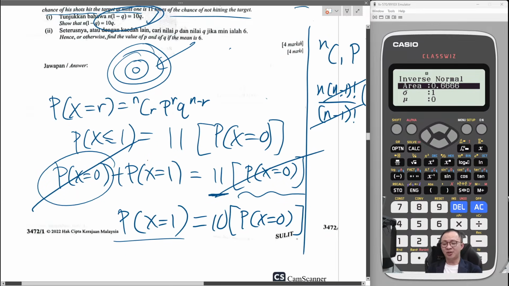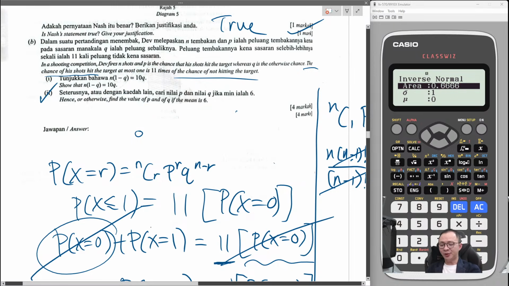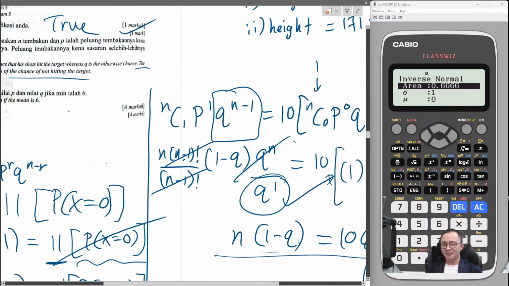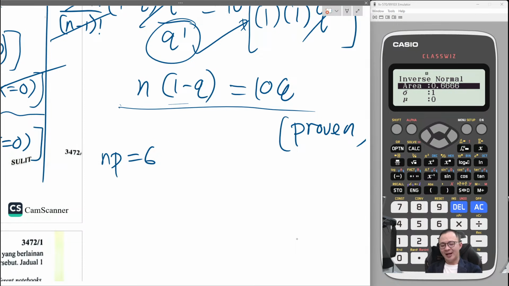Okay, so you just need to solve a little bit until you get it. Cool? So, for part 2, hence or otherwise, find the value of p and q if the mean is 6. So, mean is 6 means what? We know the binomial mean is np, right? So, if np is 6, then I know p is 1 minus q, isn't it? So n is literally 6 over 1 minus q, right?